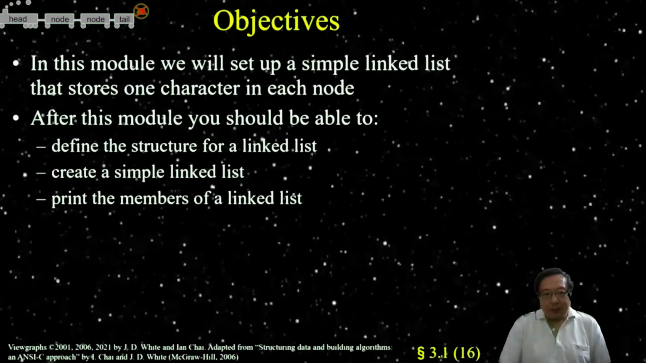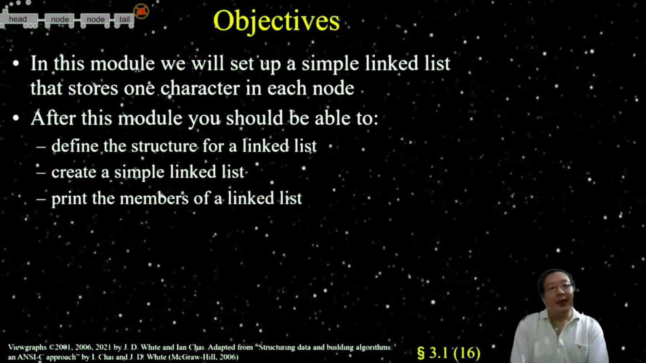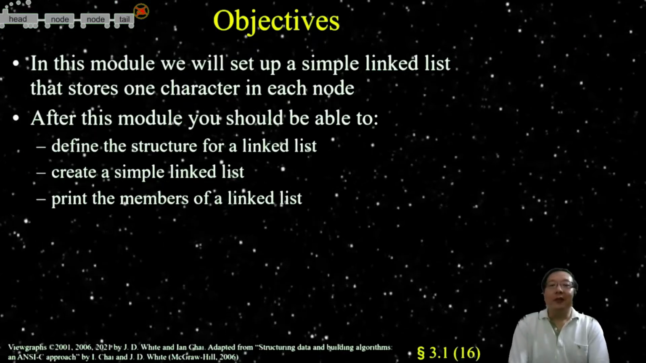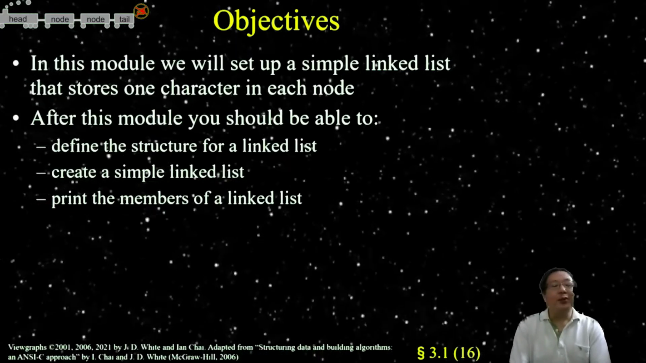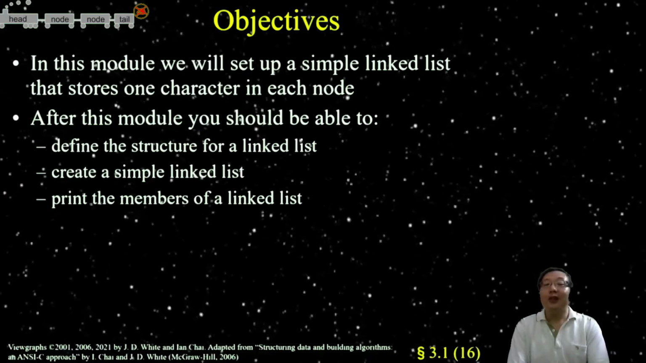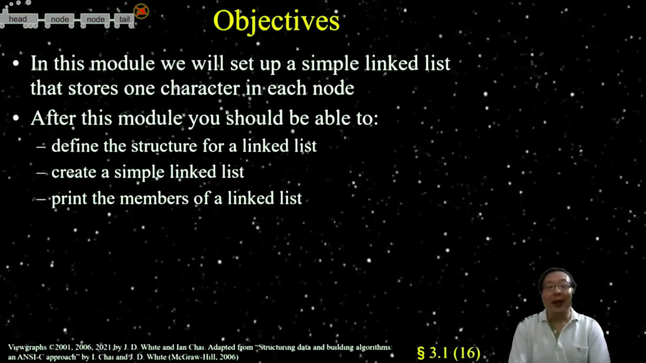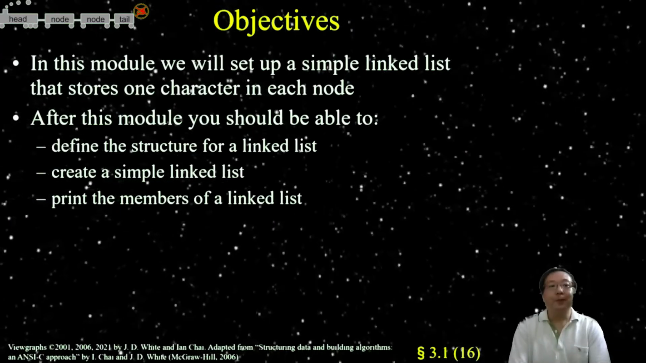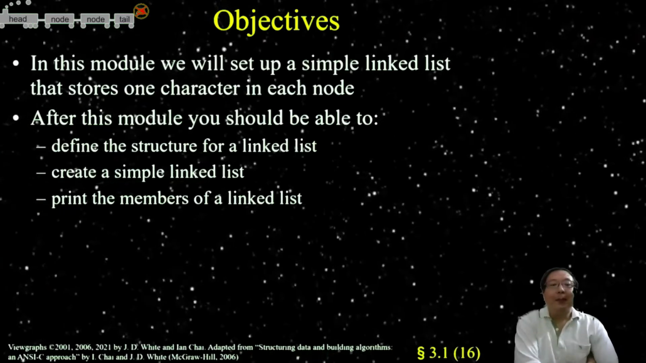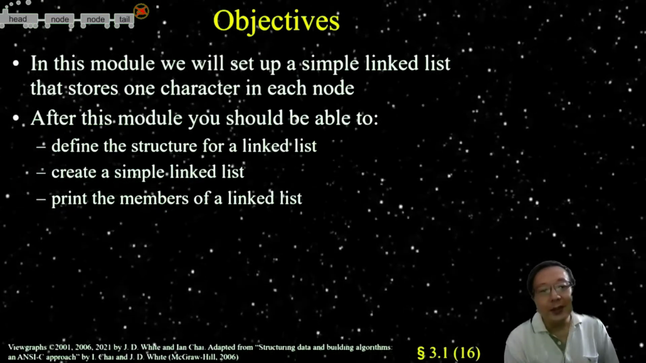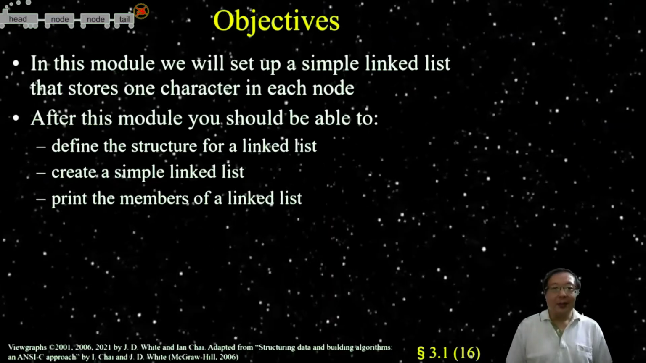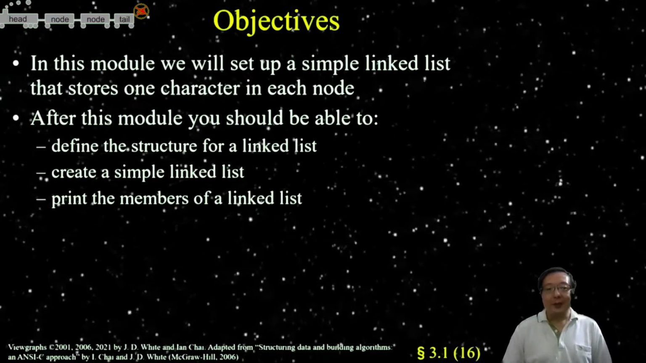So in this module, we will now set up a simple linked list, and instead of having a lot of data just to complicate things, we just store one character. Of course, if you want to store more than one character, you just have to add more things into the record, that's all. So after this module, you should be able to define the structure of a linked list, create a simple linked list, and print the members of a linked list.